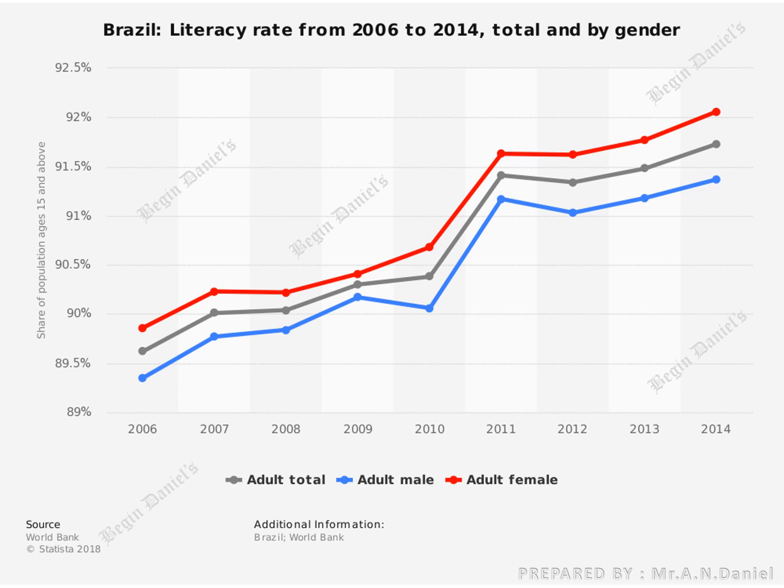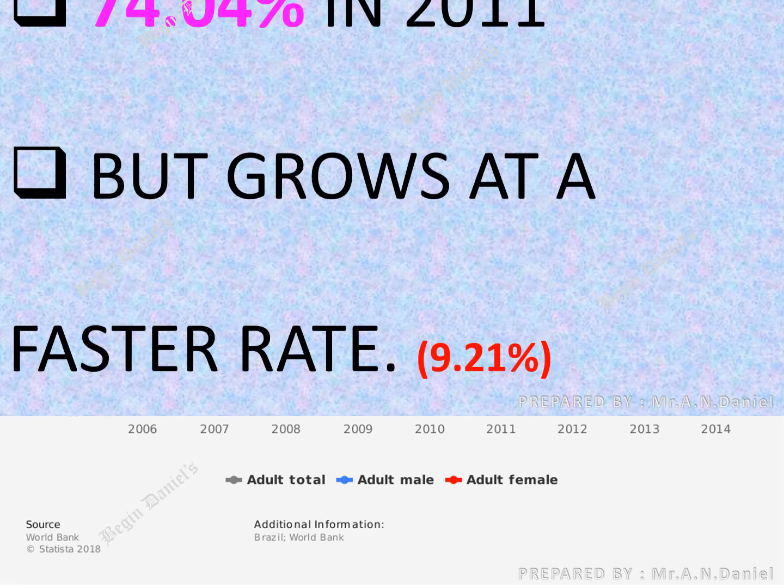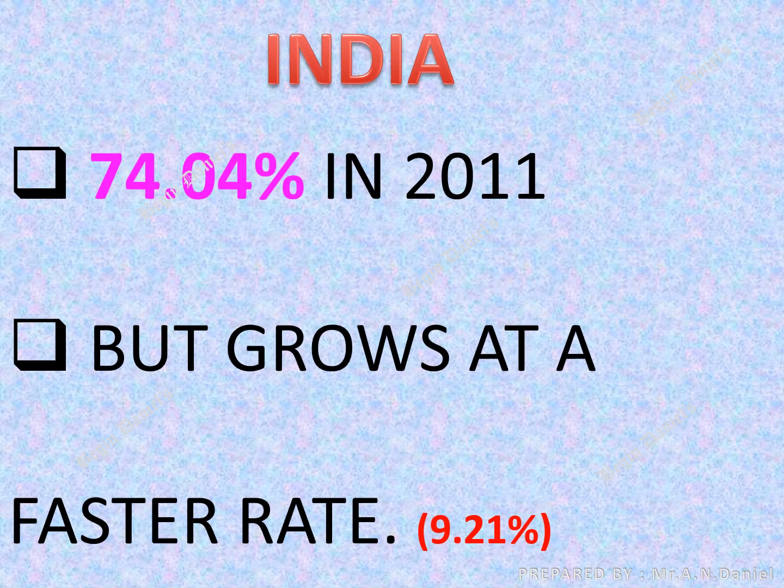See the multiple line graph. The literacy rate of Brazil is shown. Literacy rate in India is 74.04% in the 2011 census.